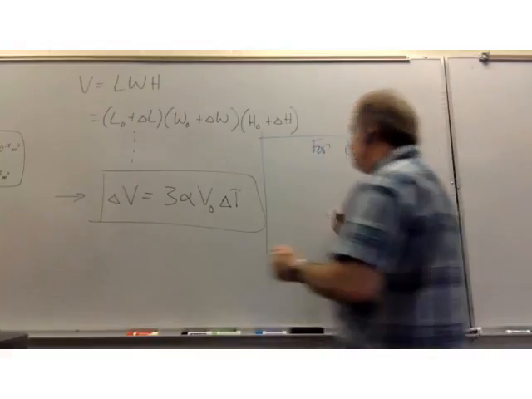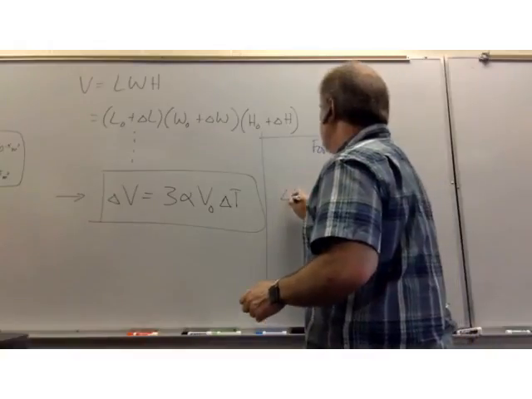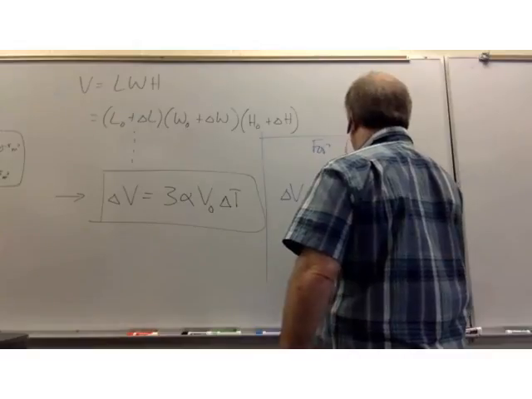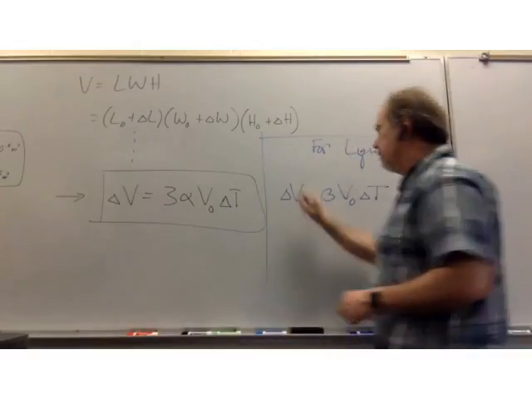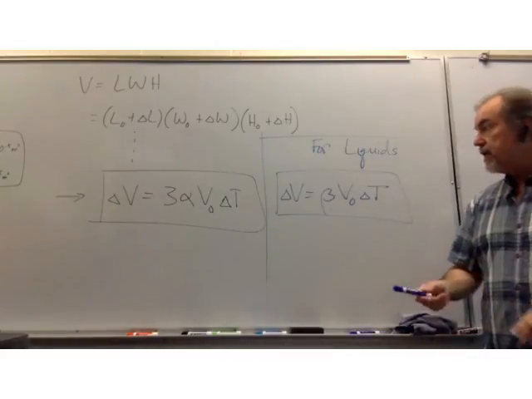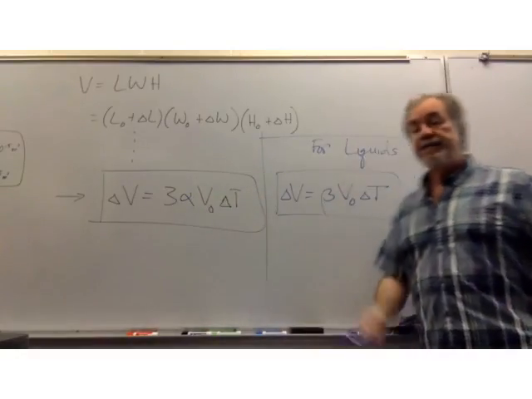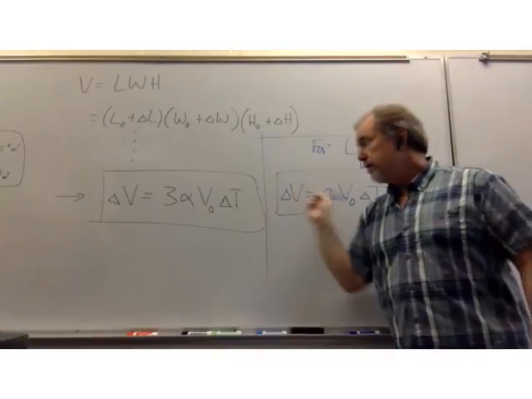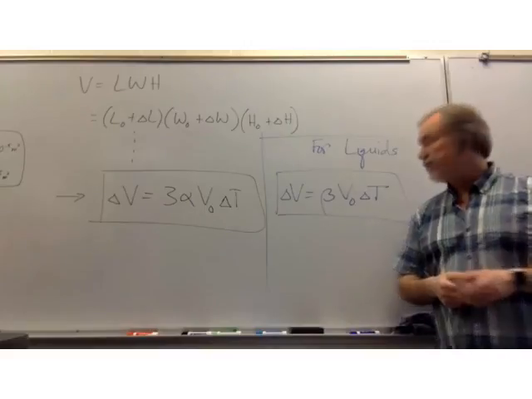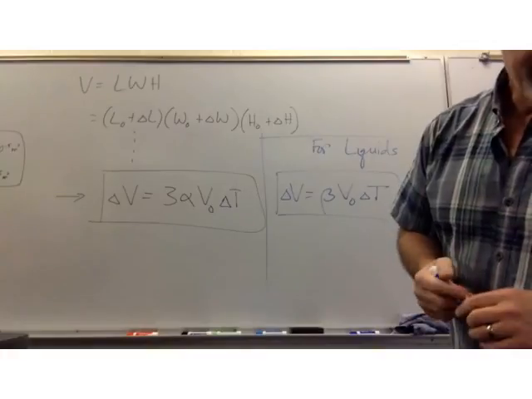Okay, and that expression looks like this. Delta V is equal to beta times V naught delta T. Okay, and the things I want to draw your attention to are pretty obvious. I put them side by side to emphasize it. But first of all, this expression here is missing the factor of 3. And second of all, of course, I've used a different symbol here, beta instead of alpha. Beta is also a coefficient of thermal expansion or contraction, but it is reserved for liquids.